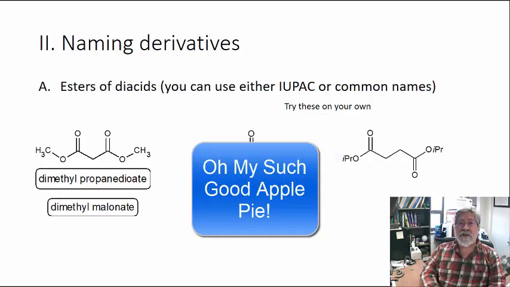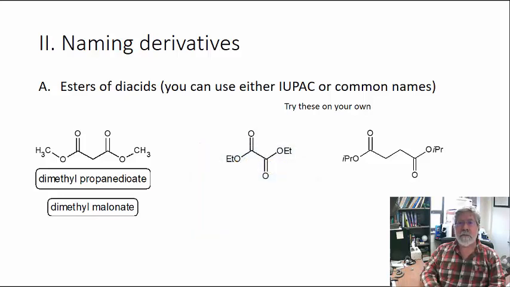So the pattern is the same though. Malonic becomes malonate, and still 2 methyl groups in front, so dimethyl malonate. Now notice though, malonate comes from malonic, and malonic is the common name of a diacid, so you don't need to put diate in there. It's just malonate.